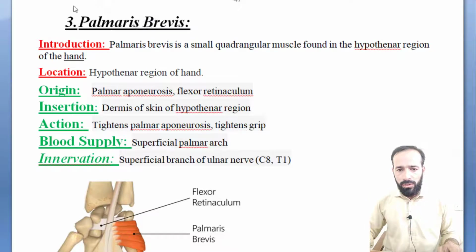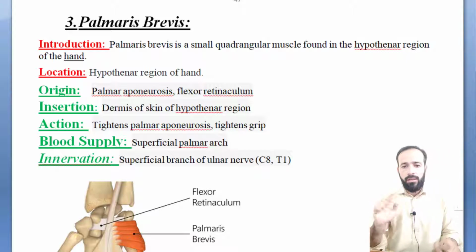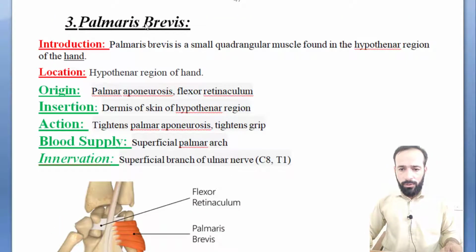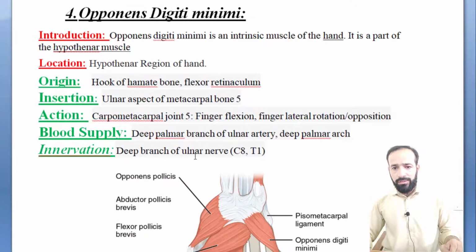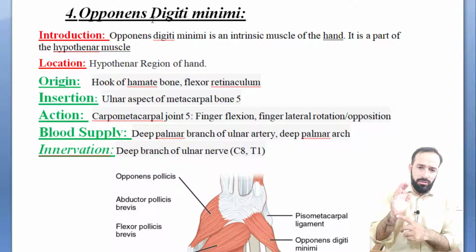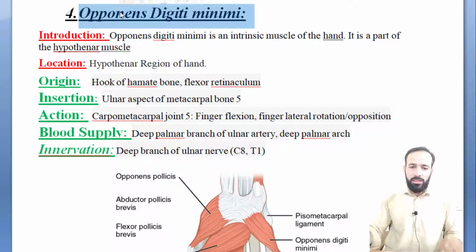We are recording about the muscles of the hypothenar region of the hand. So in the previous lecture we have discussed the palmaris brevis muscle. Now let's see the fourth muscle, the last muscle in the hypothenar region, that is the opponens digiti minimi.